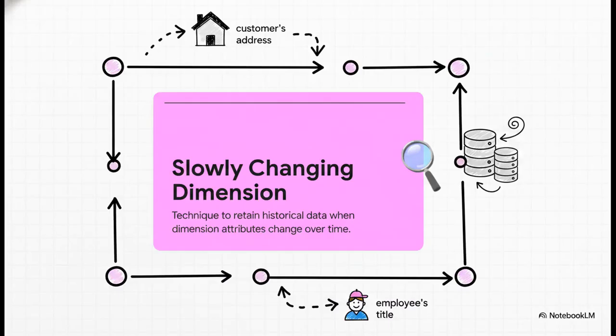So the fundamental issue we're dealing with here is that operational systems usually just overwrite data, right? They totally discard the history. Data warehouses step in to solve this retention problem using a technique called a slowly changing dimension, or SCD for short. Basically, it's a specialized technique we use to hang on to historical data when attributes, like, say, a customer's address or an employee's job title, change over time. It's literally the bread and butter of historical tracking.